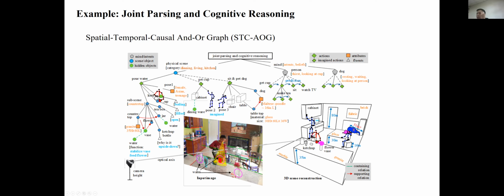For example, you will reason that the water in this kettle must be hot, and the cup is empty, and so on. And then you have some other reasoning, like social reasoning, like mind, belief, and intent, and so on. All of these are summarized in what we call a spatial, temporal, and causal AND-OR graph. So the parse graph is a specific instance. The AND-OR graph summarizes everything into a grammatical model.